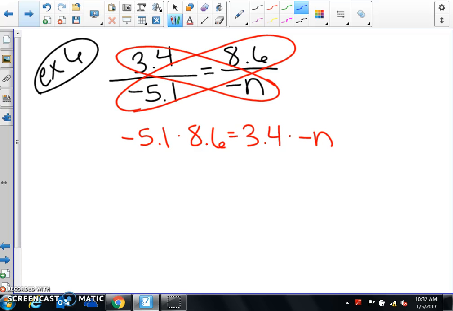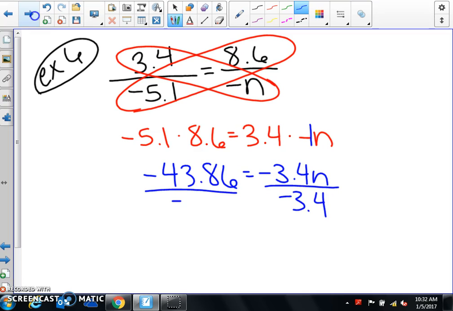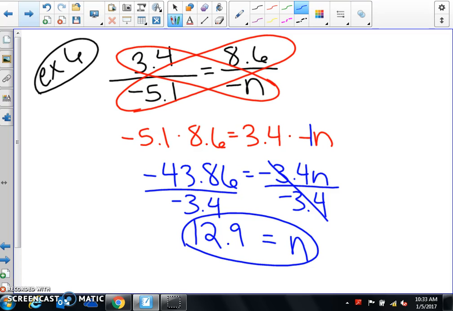In my calculator, negative 5.1 times 8.6 equals negative 43.86. And then negative n times 3.4 is negative 3.4n, because remember, guys, the coefficient is 1 if it's not there. Then we divide both sides by a negative 3.4. N equals, first of all, a negative and a negative is a positive, and then 43.86 divided by 3.4 is 12.9. On your practice problems, I have you rounding them all off to the nearest tenth, which remember is just the first decimal place. Okay?